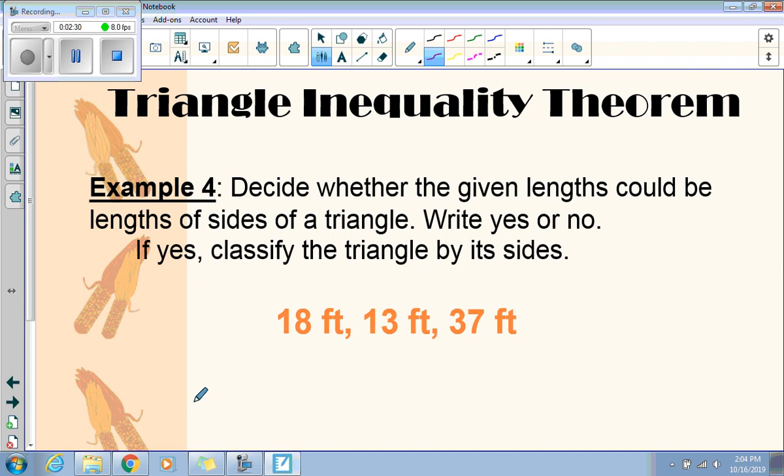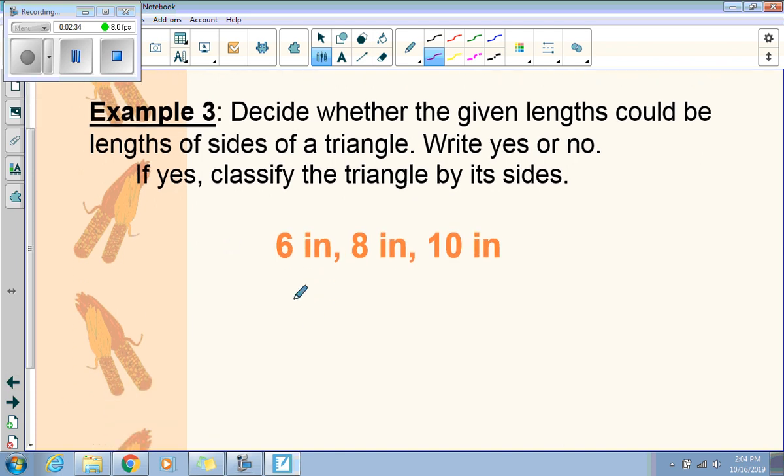Okay, here's our next example. We've got 6, 8, and 10. So the smallest are 6 and 8. They will not always be in this order, so please make sure you check. So if we do 6 plus 8, gives us 14, which is greater than 10. So this is indeed a triangle. All the sides are different, so it would be scalene.